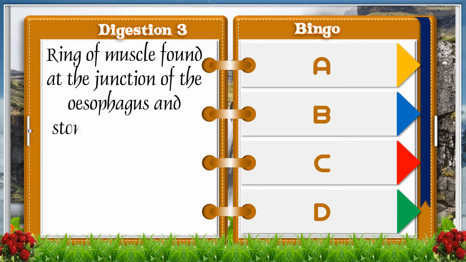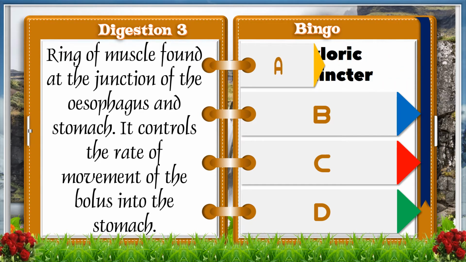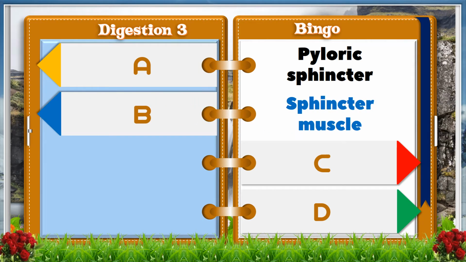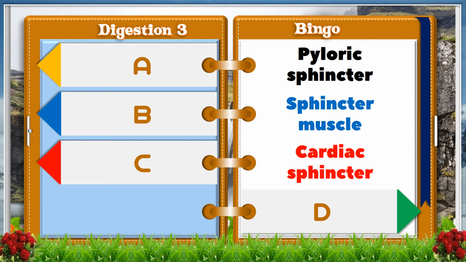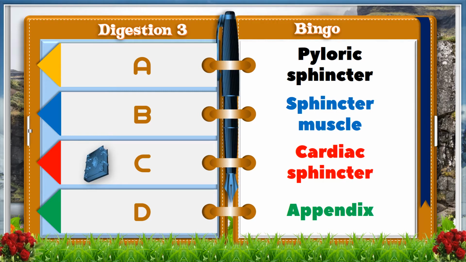Ring of muscle found at the junction of the oesophagus and stomach. It controls the rate of movement of the bolus into the stomach. A. Pyloric sphincter. B. Sphincter muscle. C. Cardiac muscle sphincter. D. Appendix. And the answer is C. Cardiac sphincter.